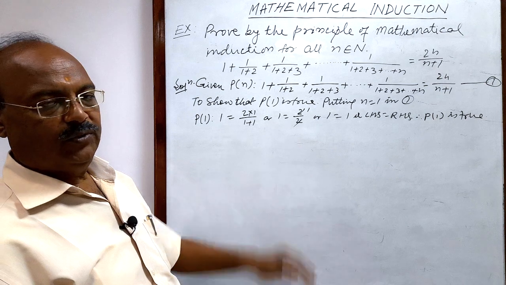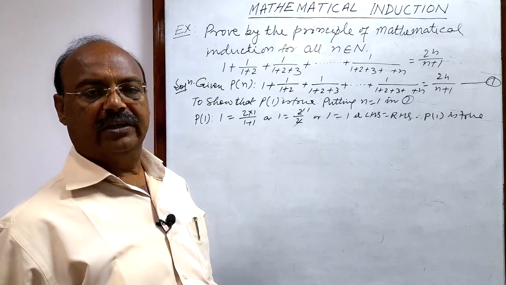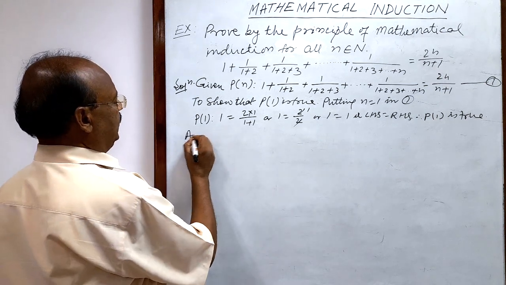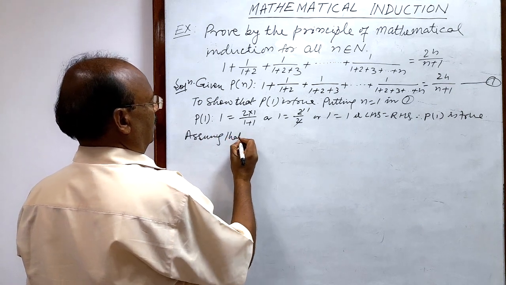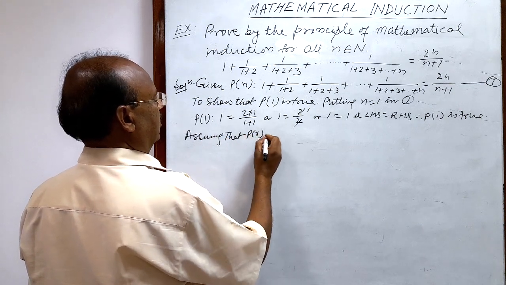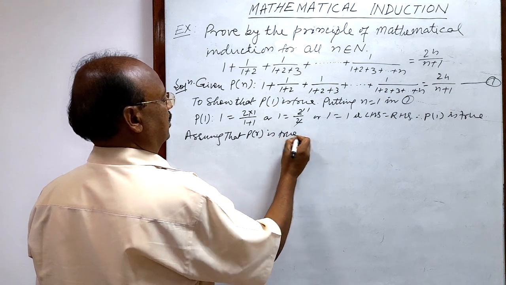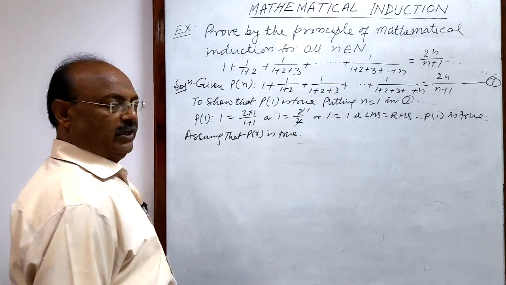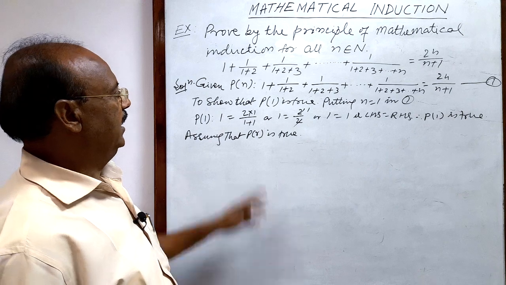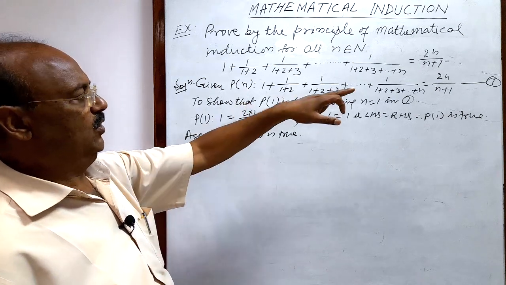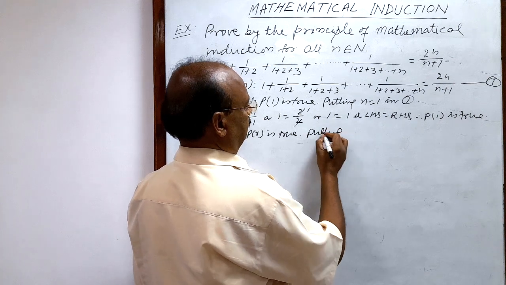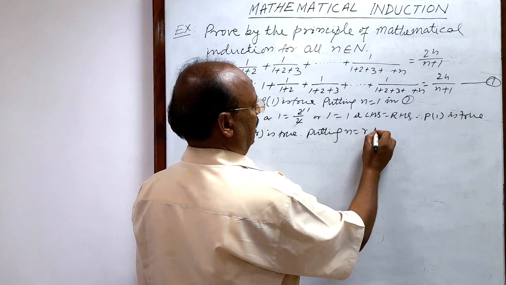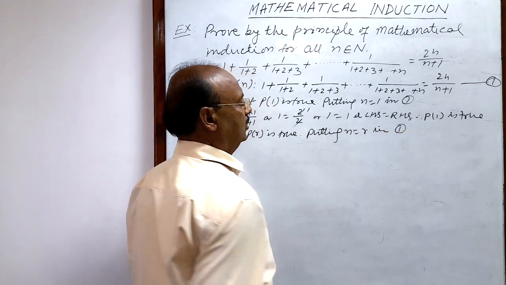And second step, we have to assume that PR is true. So assuming that PR is true. And how will we get PR? By putting n is equal to R in relation number 1. So now putting n is equal to R in relation number 1.